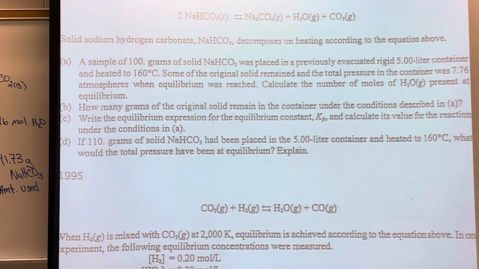All right, what do we get? 15.1. Now the unit would be atmosphere squared, but we're not worried about units. All right, so D. If 110 grams of solid sodium bicarbonate had been placed in the 5-liter container and heated to 160, same temperature, what would the total pressure have been at equilibrium?